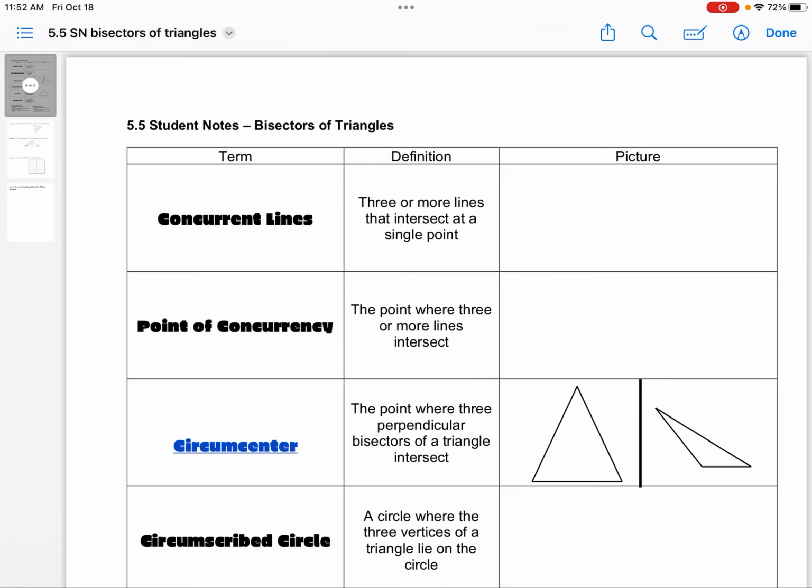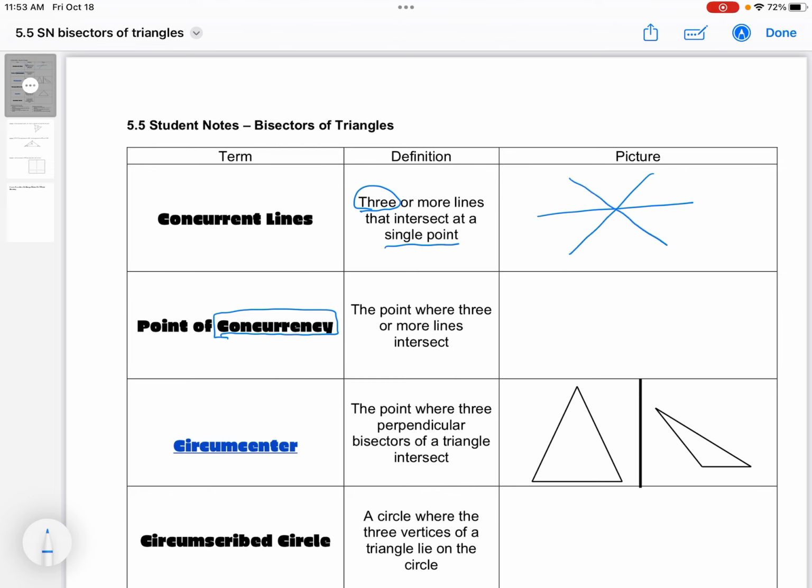Okay, we have a whole lot of vocabulary that we're going to talk about. It has to do with concurrent or concurrency, is what all these words are related to. Concurrent lines are at least three lines that intersect in a point. So any way you want to draw three lines, as long as they have a point in common, those are concurrent lines. So I could say line A, line B, and line C are concurrent.